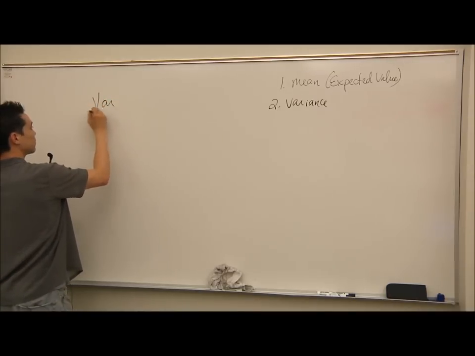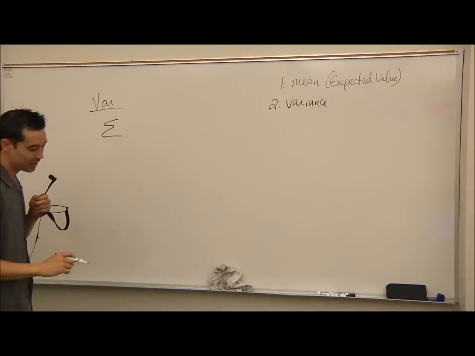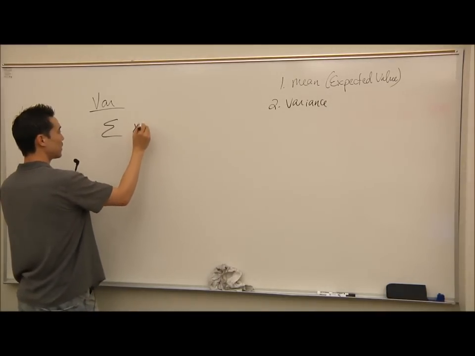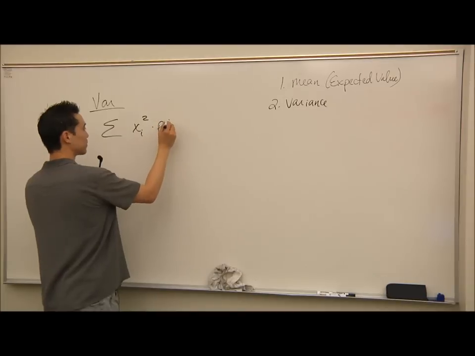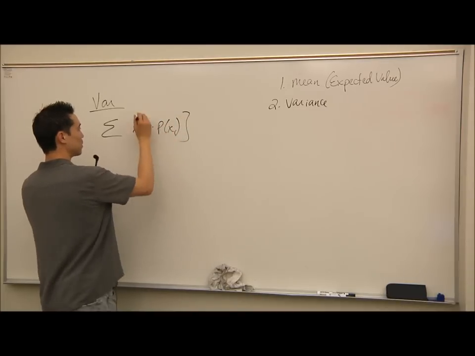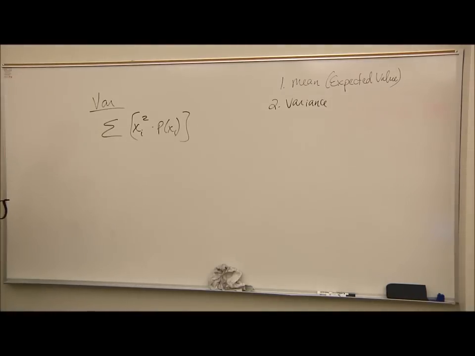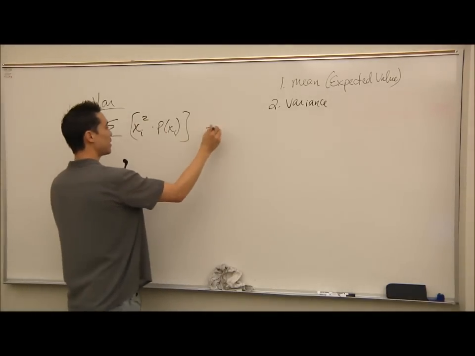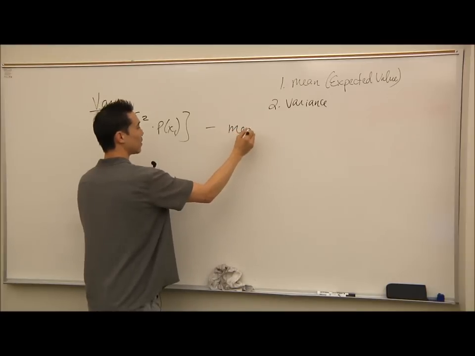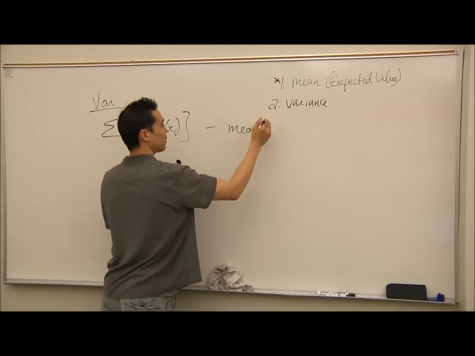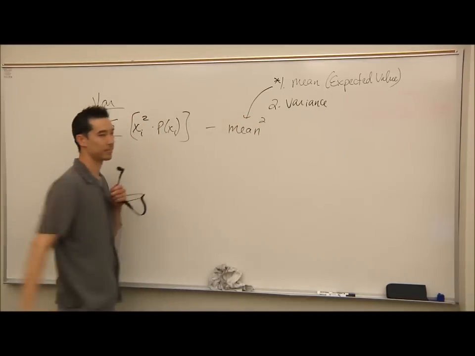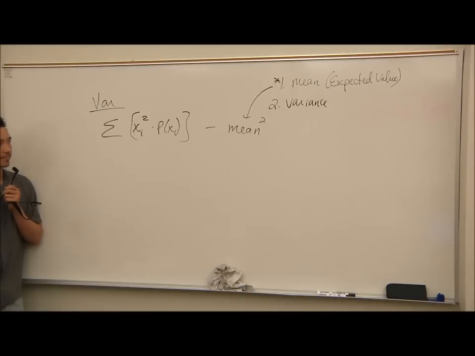Variance. It's the summation. This time you're going to square each of those xi's. So xi squared times the probability. Okay? So you sum each x squared times the probability of x, add all those up, and then you're going to subtract the mean. Okay? Subtract the mean from here, squared. And that's your variance.